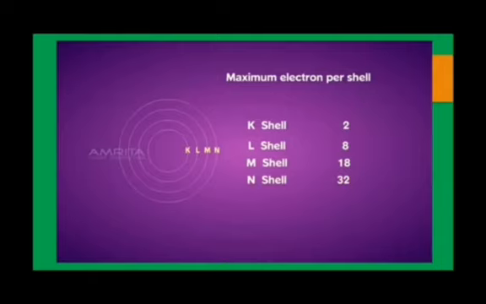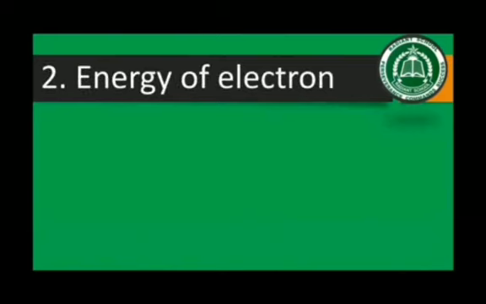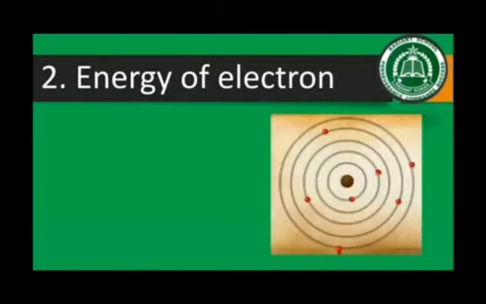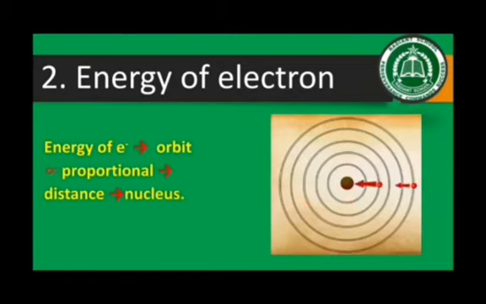Okay, now let's move to the second postulate. The second postulate is for the energy of the electron. The energy of an electron in an orbit is directly proportional to its distance from the nucleus. The energy of the electron in an orbit is directly proportional to the distance from the nucleus.